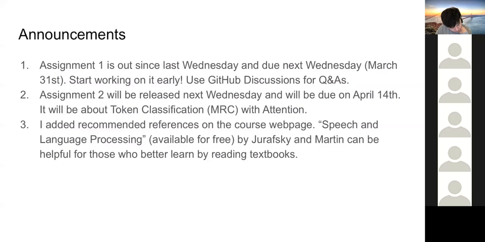Probably you already noticed this, but I added some references on the course webpage, especially the other classes in other institutions. For instance, I think Stanford's CS224n is one of the most popular classes, and many people have taken it. Although our syllabus is not exactly following that, it's a bit different, it would still be very helpful if you go over that too. Other institutions are also in the references, I think Berkeley's there, UW, and others.